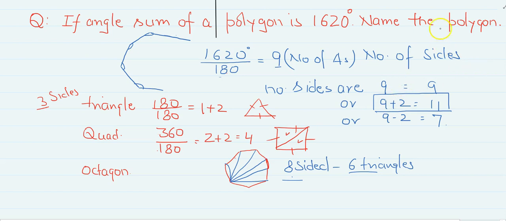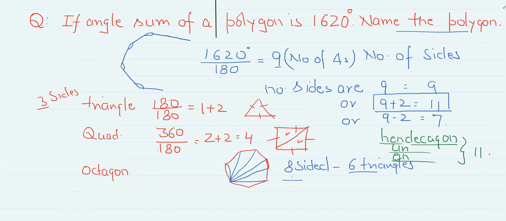And what is the name of this 11-sided polygon? There are different names for this. It's called Hendecagon, or Undecagon. You can use any name. These are 11-sided figures.